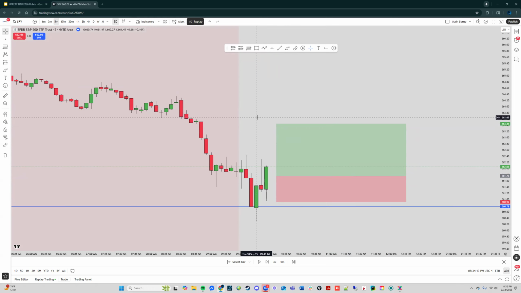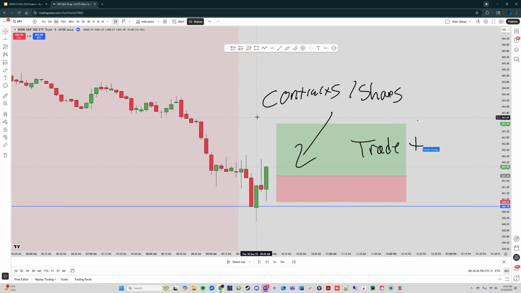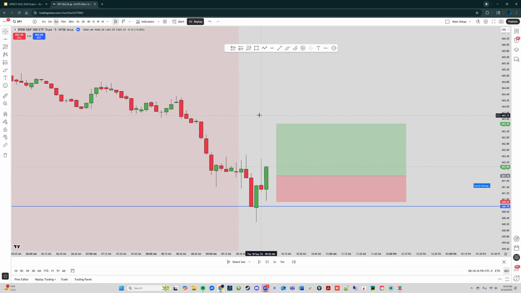So once again, it doesn't matter if you're trading contracts or if you're trading shares, you have to trade the chart. What I mean by this is stop looking at your P&L going up and down and up and down. Nobody cares. You looking at your P&L is not going to move the market.